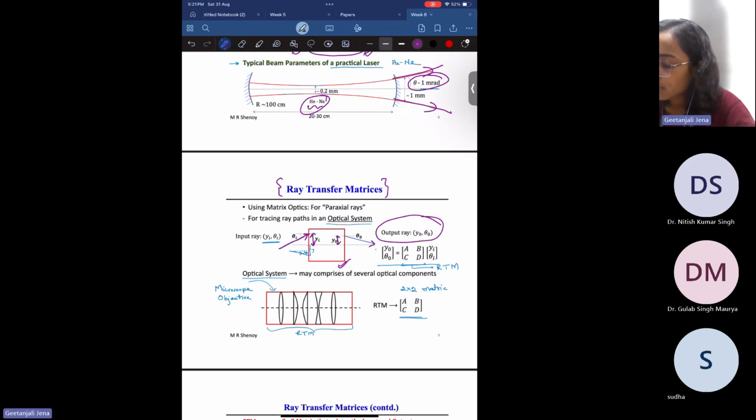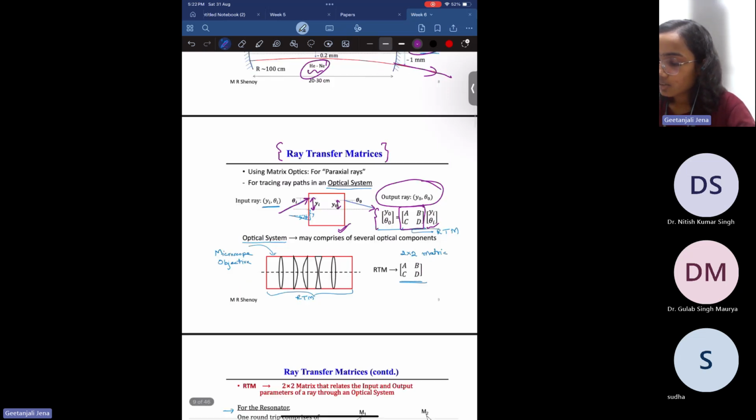And we'll see that y0 and theta 0 are related to yi and theta i through the ray transfer matrix, which is ABCD. So A, B, C, D are the matrix elements. Let's see what the ABCD is for different types of setups.